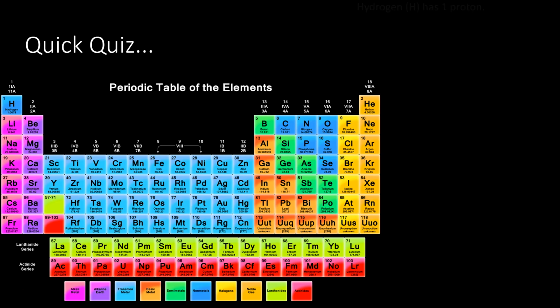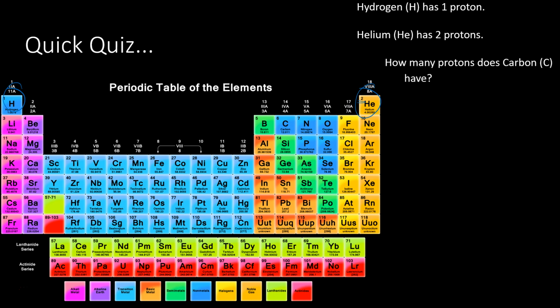So let's process this real quick. Hydrogen has 1 proton. Helium, so this is hydrogen on the periodic table. Helium right here has, how many protons does it have? Has 2. We can see by this atomic number. How many protons does carbon have? So scan this image real quick and tell me, how many protons does carbon have? Carbon has 6. You can see that right here. Carbon has 6 protons. How many protons does oxygen have?